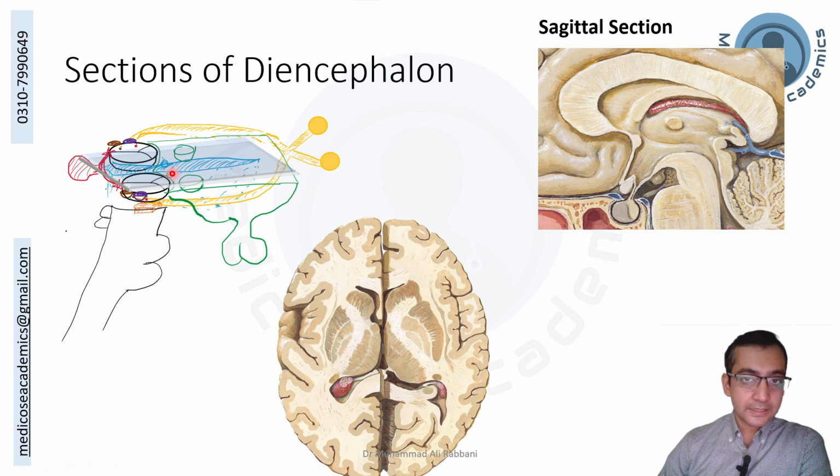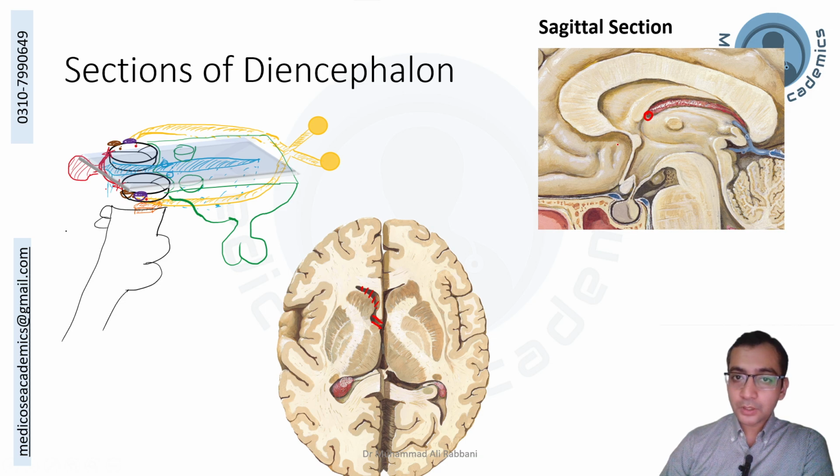Anterior to the thalamus, there is an opening to the lateral ventricle, that is foramen of Monro. So here you will see foramen of Monro. Here is the foramen of Monro anterior to the third ventricle, anterior to the thalamus, and it is connecting to the lateral ventricle. So this is the anterior horn of the lateral ventricle.